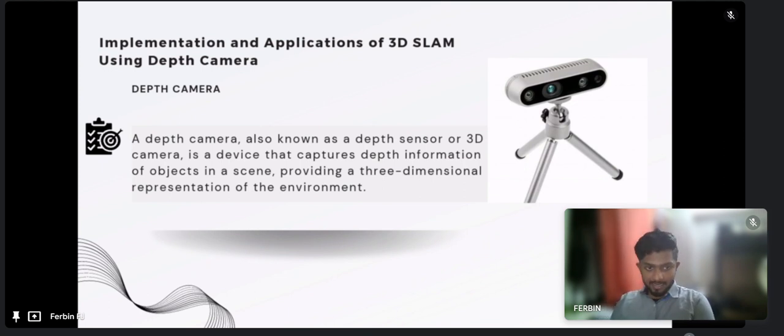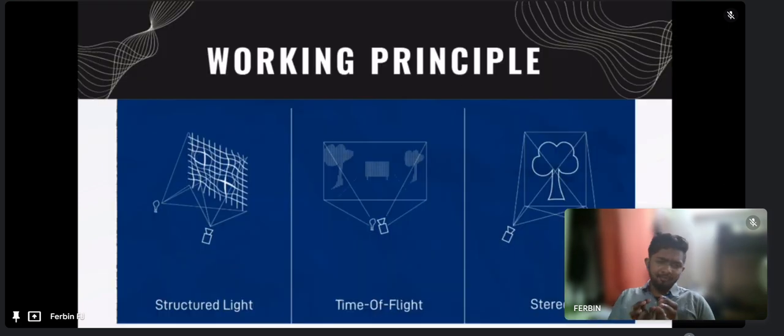Okay, what is a depth camera? A depth camera or a depth sensor is a camera which can capture the depth information of objects in a scenario, through which we'll get a three-dimensional representation of our environment. First, we'll understand how a depth camera generally works.